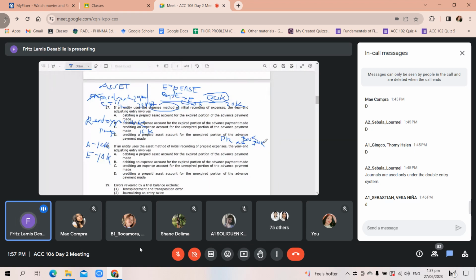So the effect is that your asset, or prepaid rent, is 10K, and your expense is 10K, same as before. So the effect of the two is the same. Only your approach to recording is different. However, the effect on your balances would be the same. So that is how you initially record using the asset method and the expense method, and how you adjust. Take note, what you should analyze is the effect.